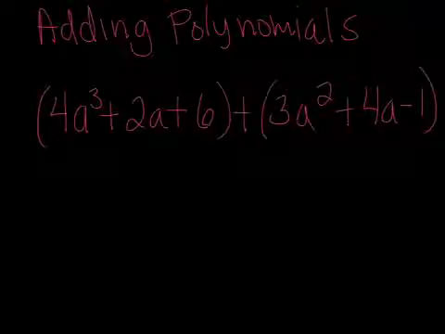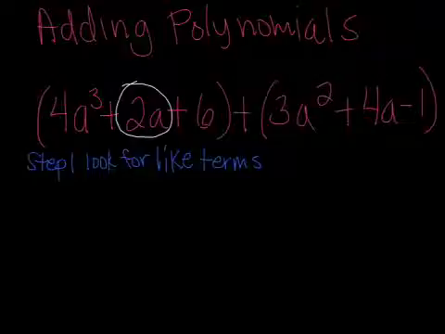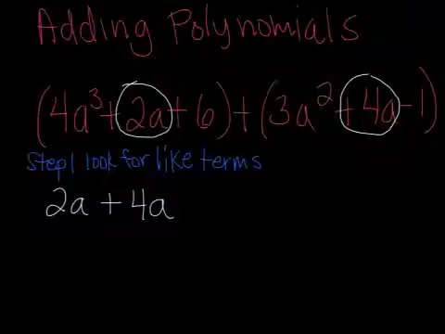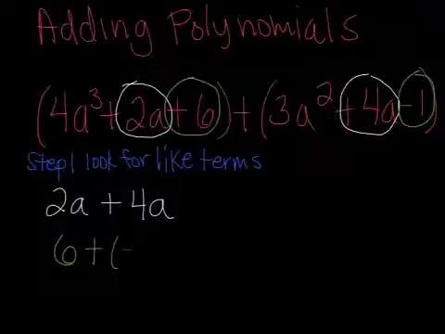When adding polynomials, the first step we need to do is look for like terms. As we can see in these two polynomials, our like terms are positive 2a, positive 4a, and also we have positive 6 and negative 1. So our next step will be to combine these terms.